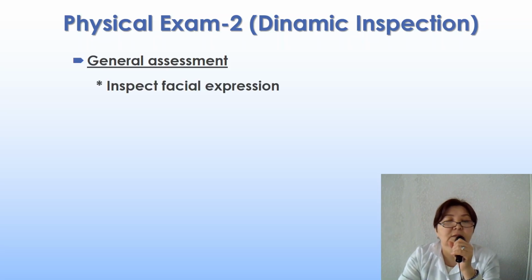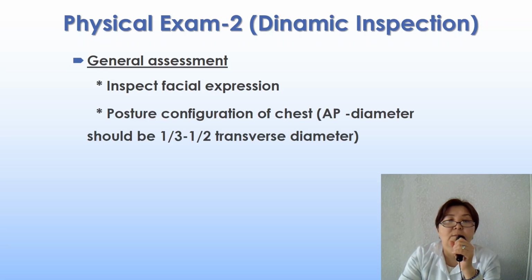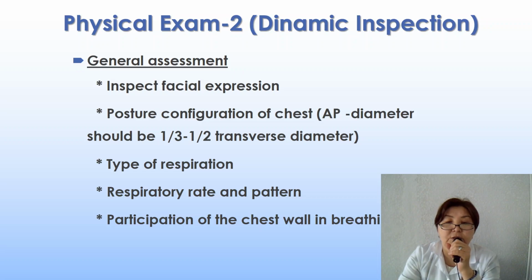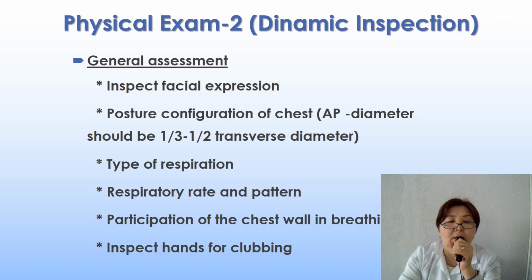General assessment. Inspect facial expression, posture, configuration of chest. Anteroposterior diameter should be 1/3 to 1.5 transverse diameter. Define type of respiration, then respiratory rate and pattern. Participation of the chest wall in breathing act. Inspect hands for clubbing.